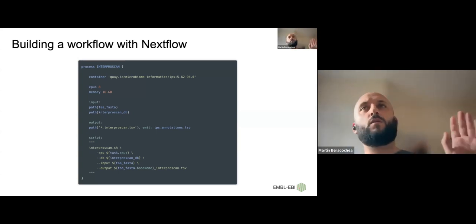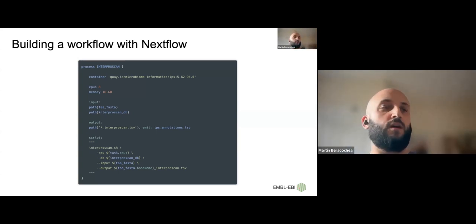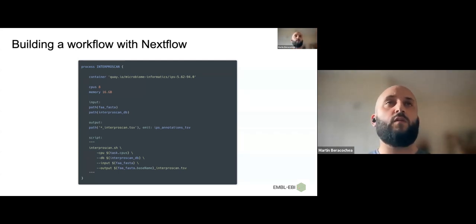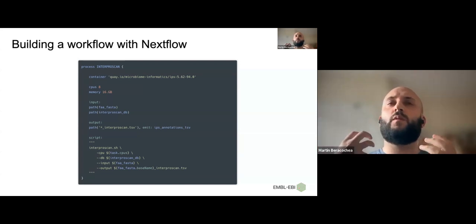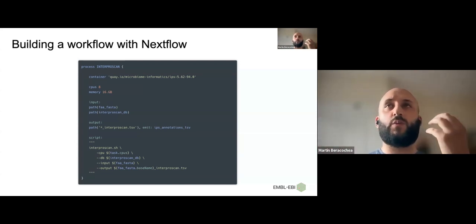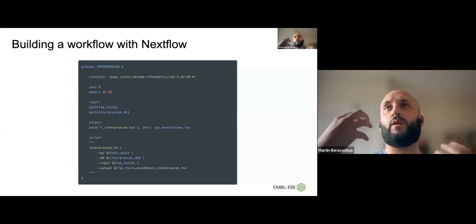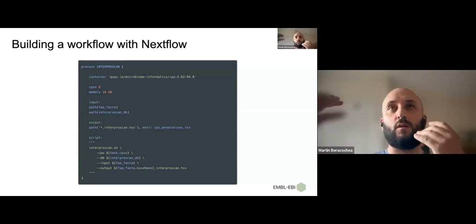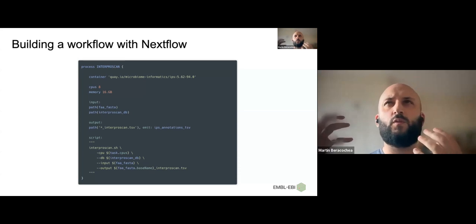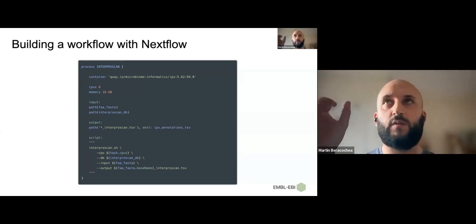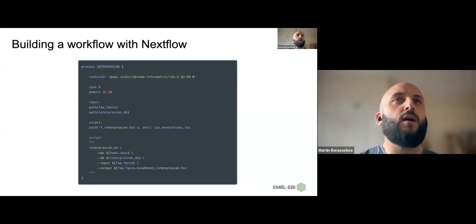In this case, we took the InterProScan command line Bash script that we had, and we'll export that into Nextflow. Nextflow has two main components for defining workflows, which are processes and workflows. Basically, a workflow is composed of many different processes and sub-workflows. So those are the two building blocks. We will touch base on that on the next slide.